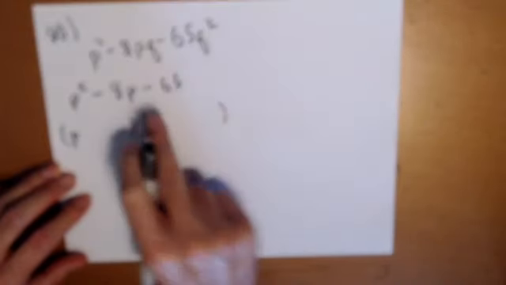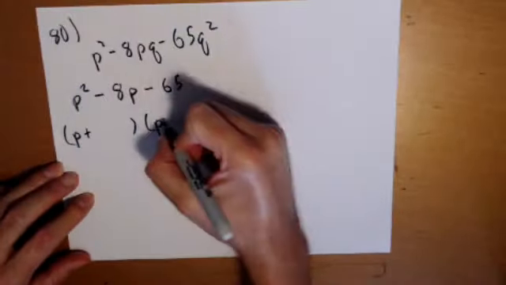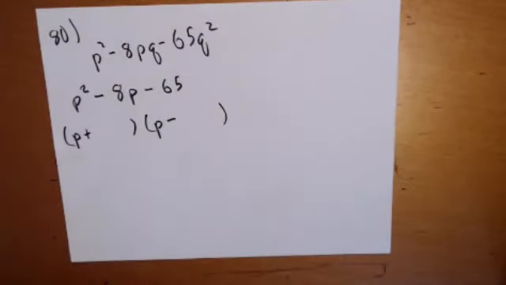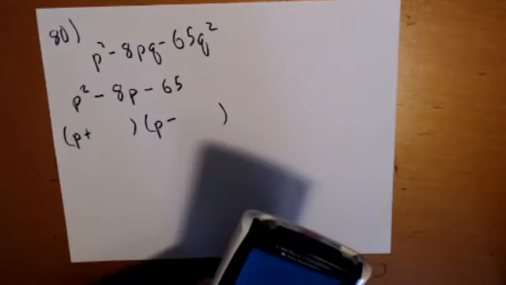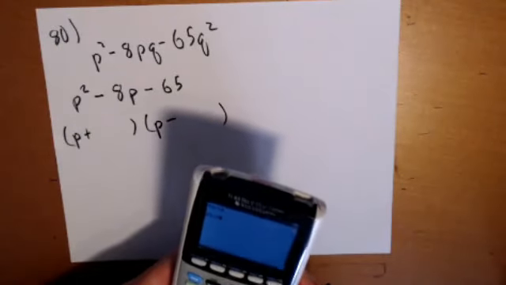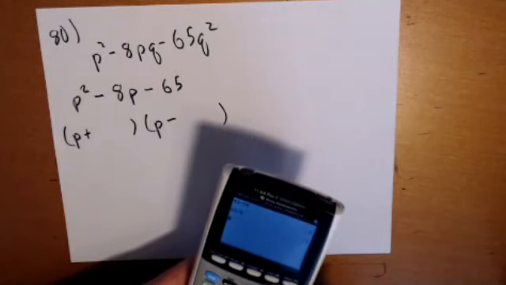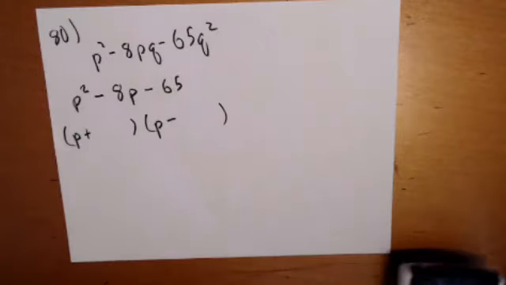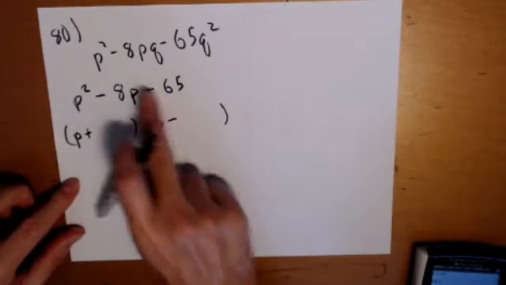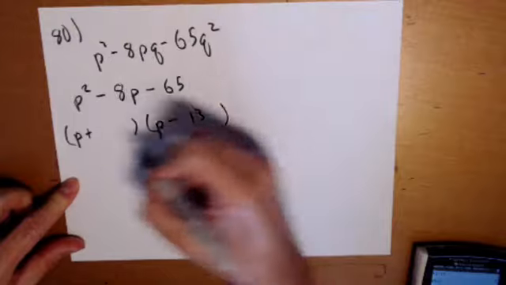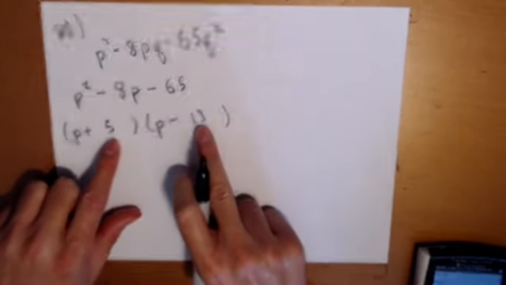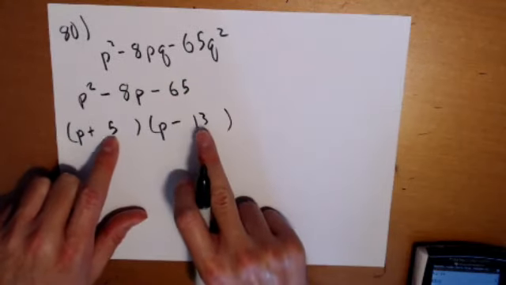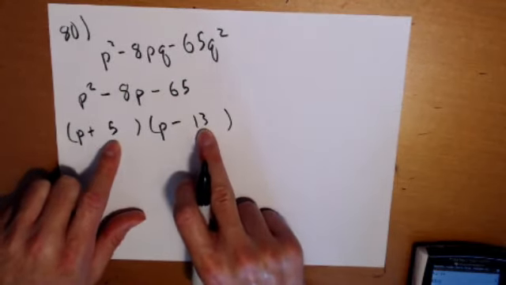P, signs are different, and the bigger guy is negative. Okay, what times what is 65? Oh gosh. 5 times something. 65 divided by 5. 5 and 13. 5 times 13. Oh, and the difference is 8. So 5 and 13, the bigger guy is negative. 13, 5. What's 5 times negative 13? See, I double check. 5 times negative 13 is negative 65. Positive 5 and a negative 13 combined give me negative 8.